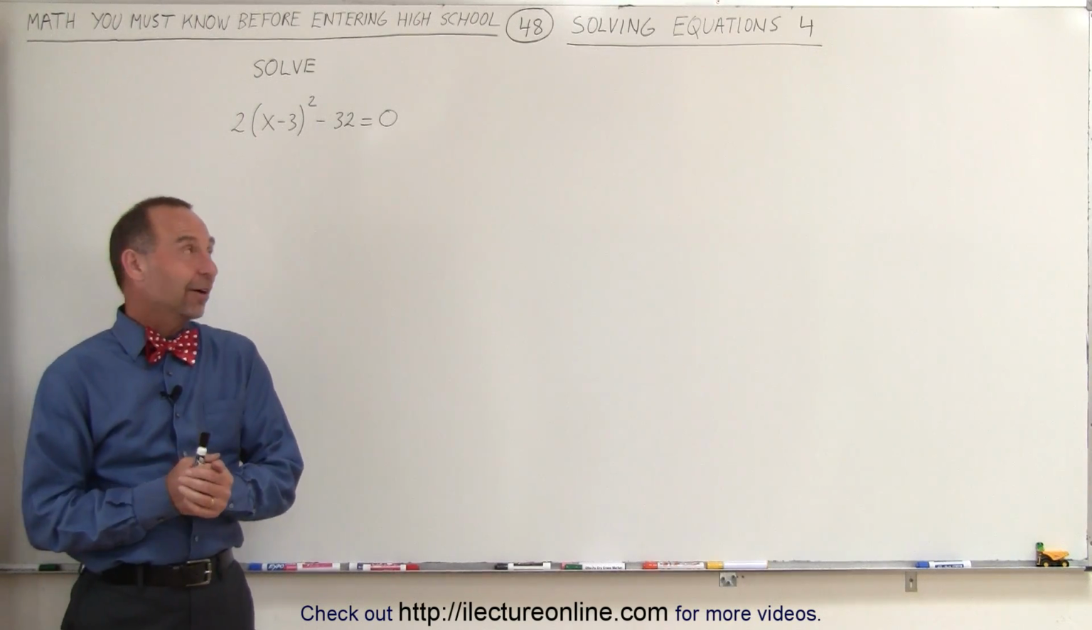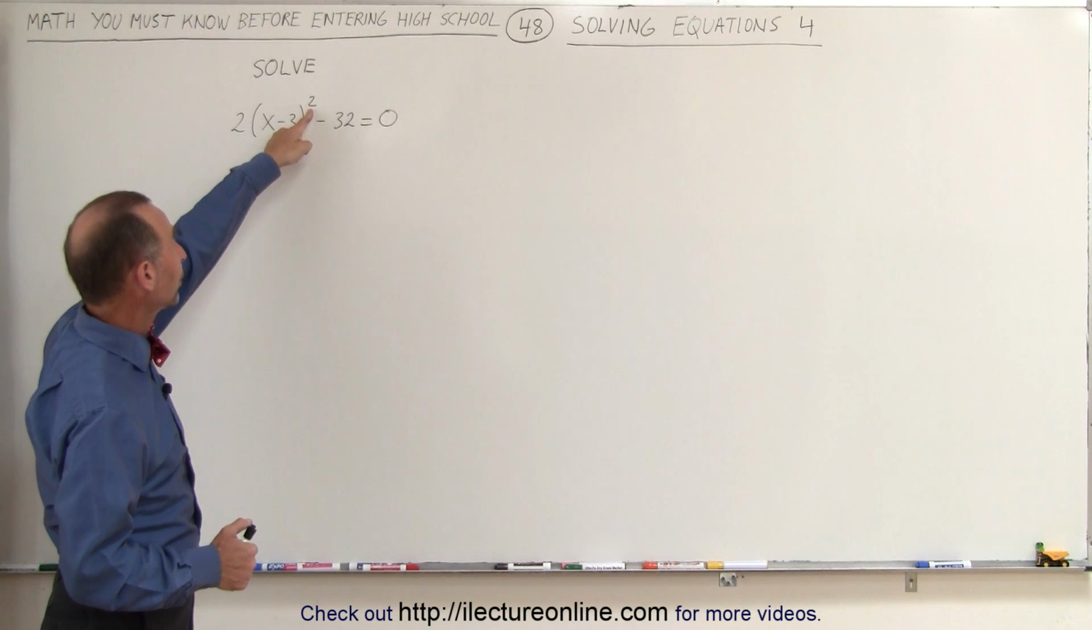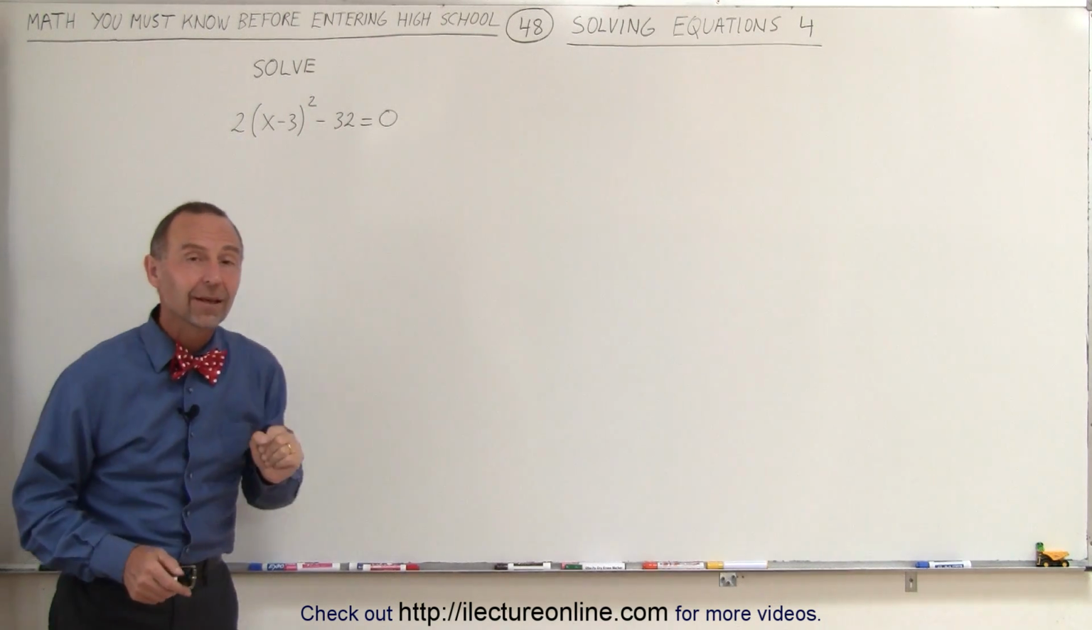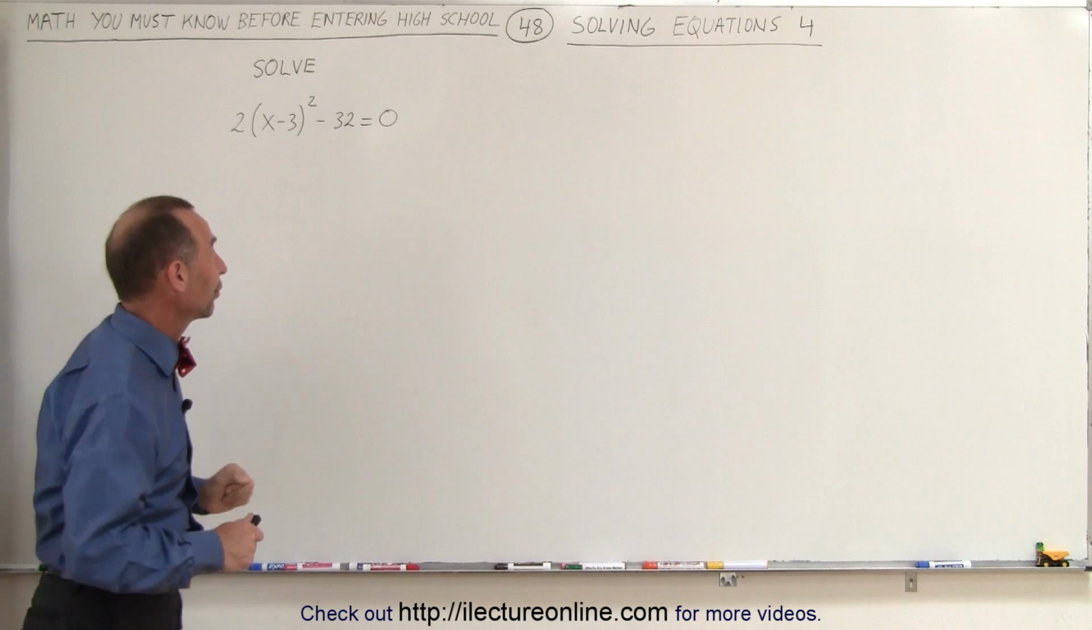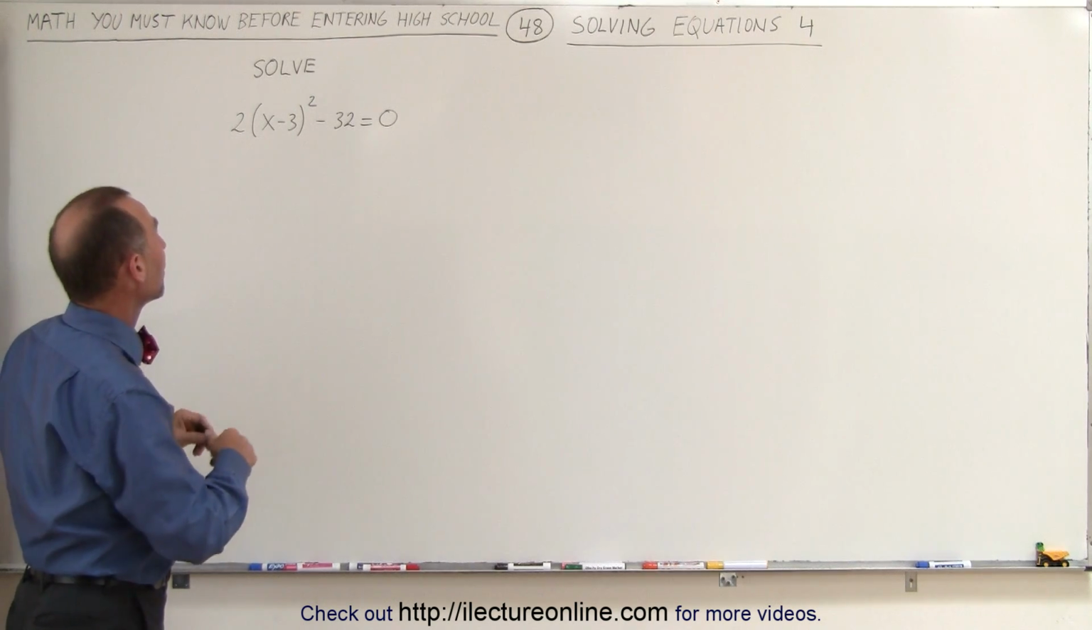Welcome to the lecture. Our next example again is a quadratic equation because we have a square term here, but notice there's also parentheses, which means we should get rid of those parentheses first. We'll multiply x minus 3 times x minus 3 and see what we get.